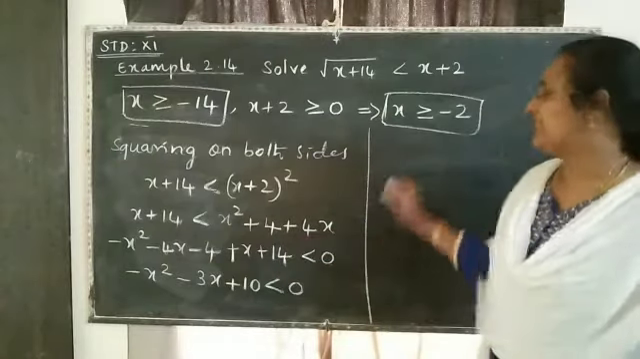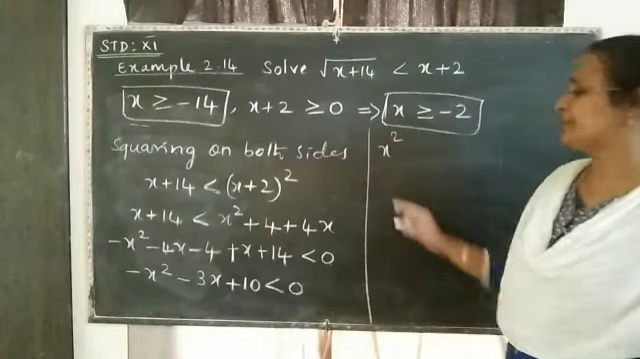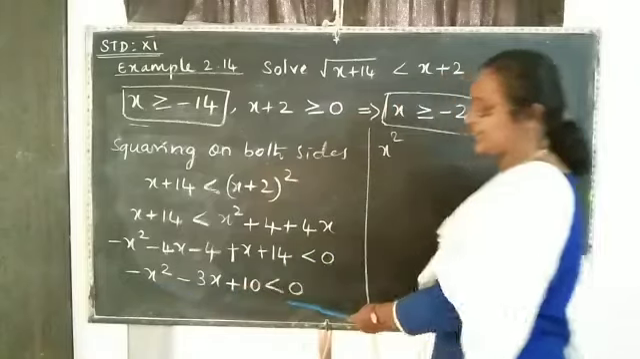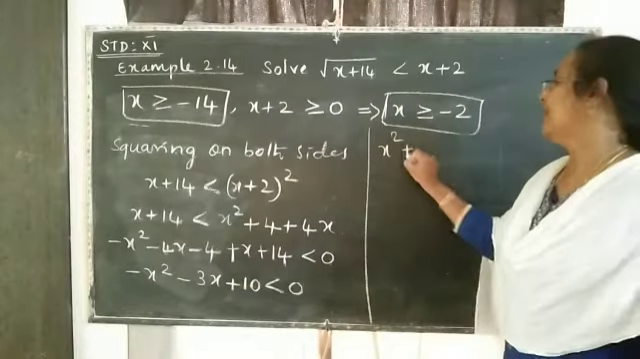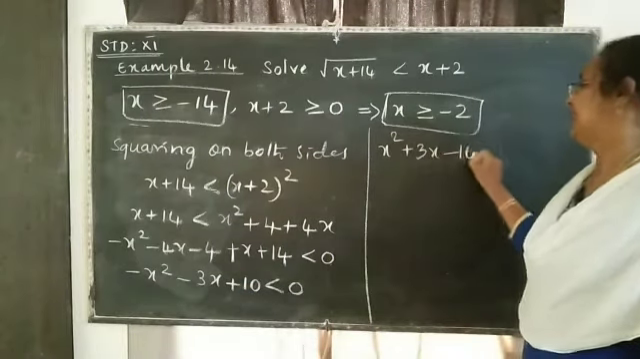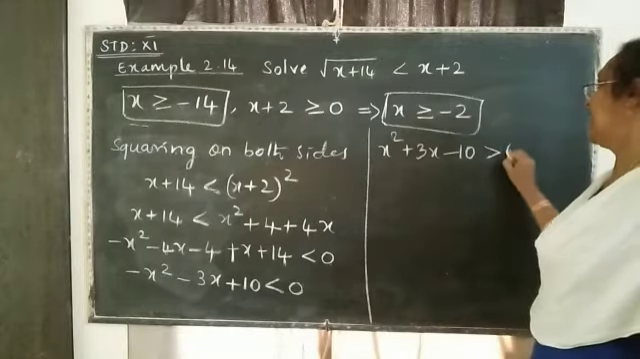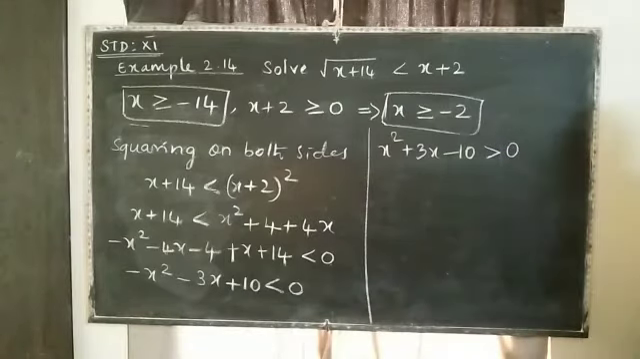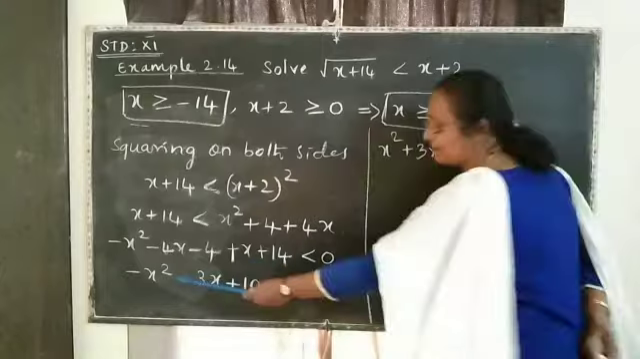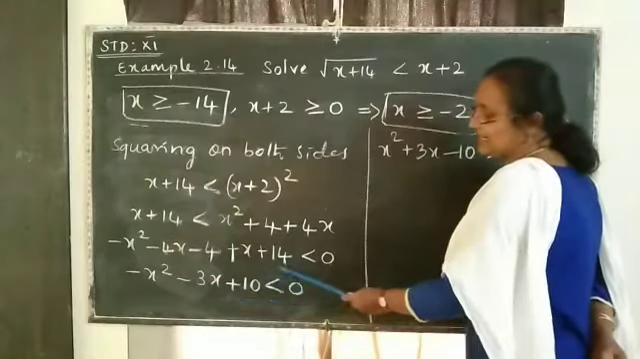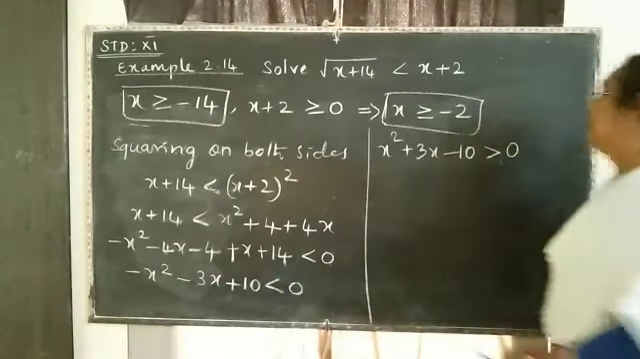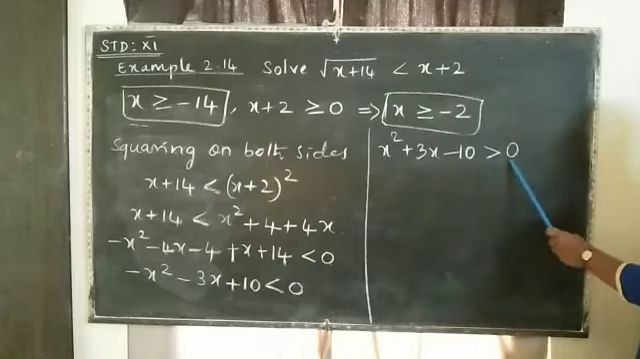I don't want this minus sign. So for x squared, I am going to multiply throughout by a negative sign. So x squared plus 3x minus 10 will be greater than 0. Yes or no? I told you, when we multiply throughout by a negative sign, the inequality will change. Okay, so we got it as greater than 0.